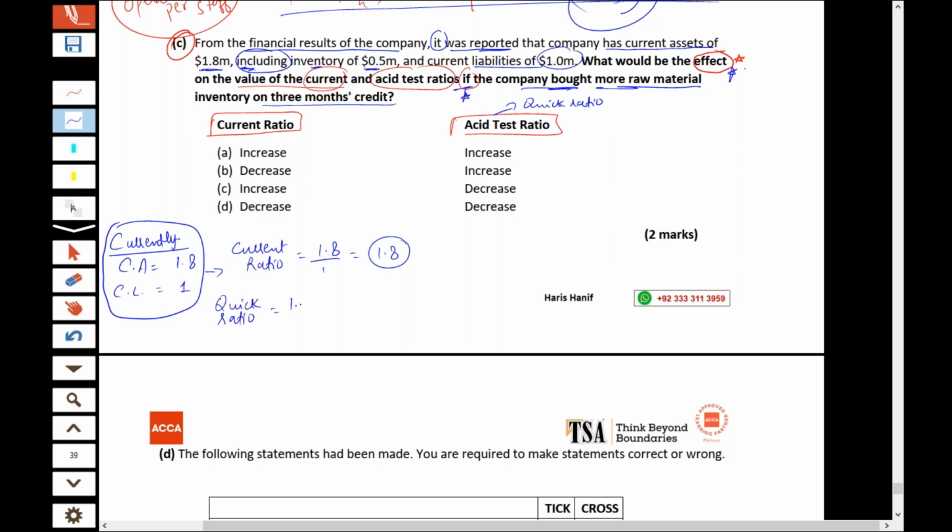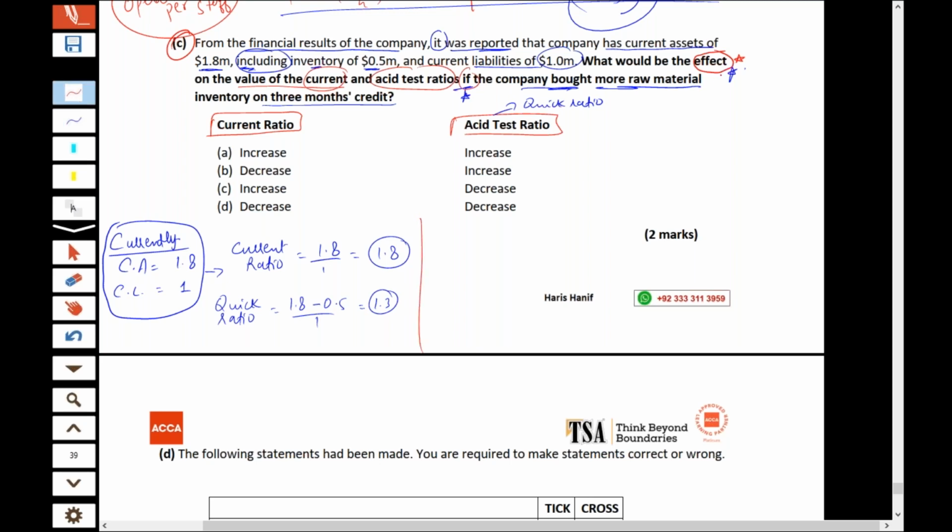Quick ratio was 1.8 minus 0.5 divided by 1. That is 1.3. Okay, this is my current status.